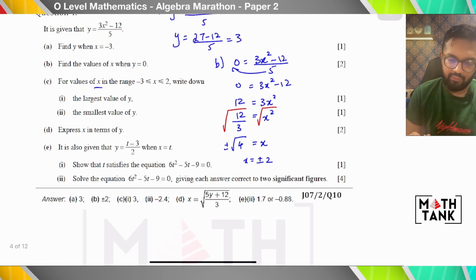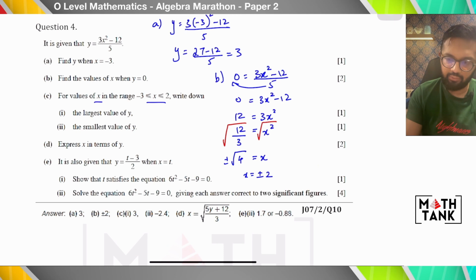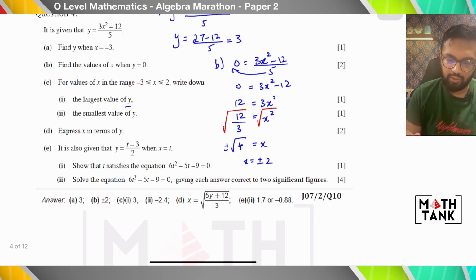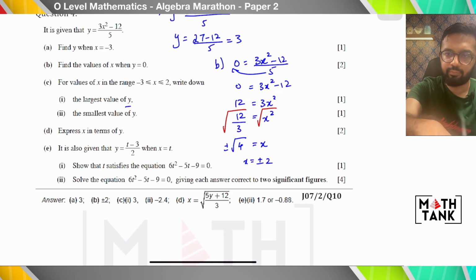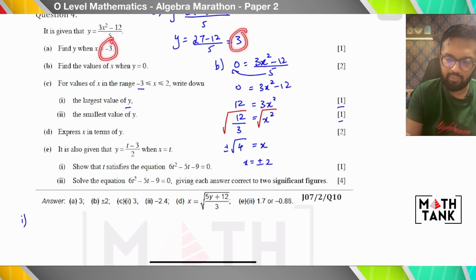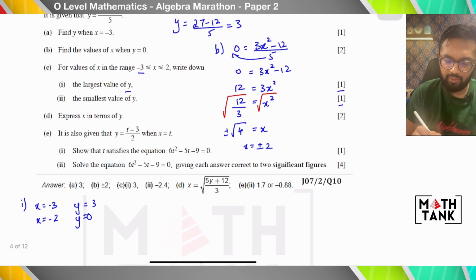Then it says for the values of x in the range minus 3 to 2, write down the largest value of y. In order to find the largest value of y, I'll have to do a bit of trial and error from my calculator and see at what point y becomes the largest. I know that y at this end point was 3. I also want to find the smallest value of y, so I'm going to try out all the values. When x was minus 3, y came out as 3. When x was, let's say, minus 2, y should be 0 because that's what I just found out. What about x equals minus 1?